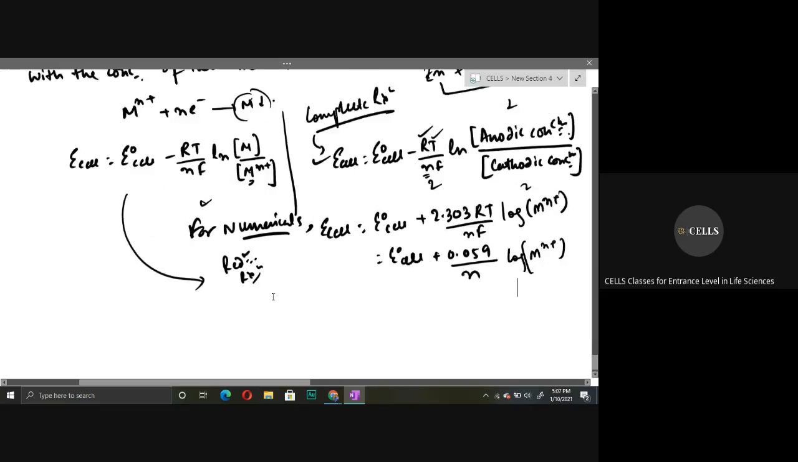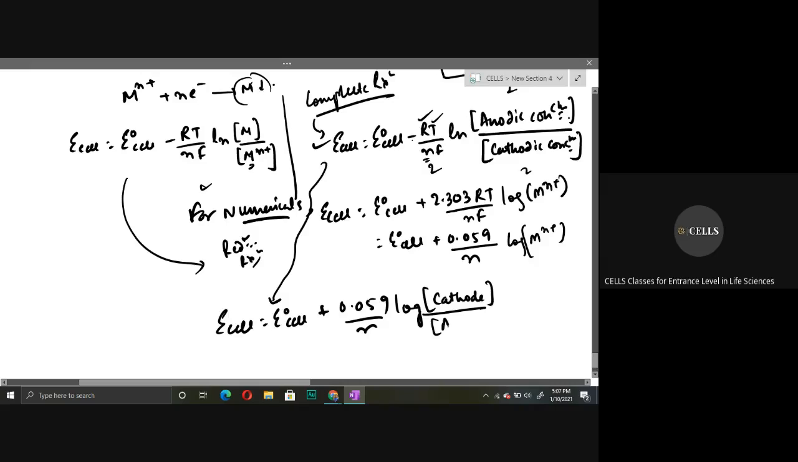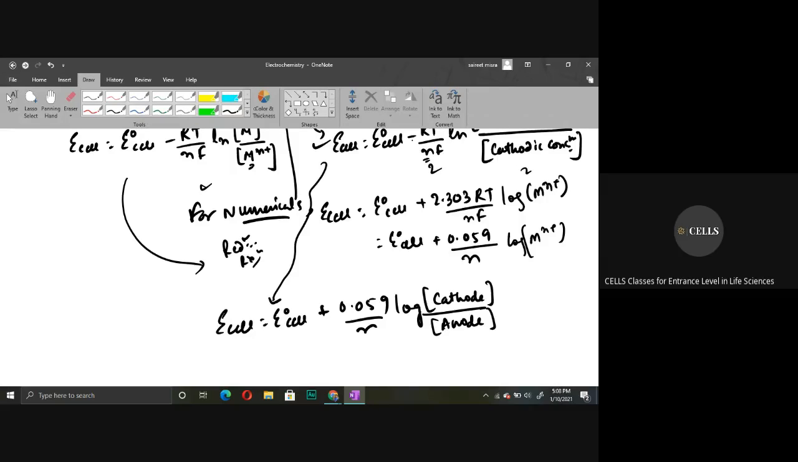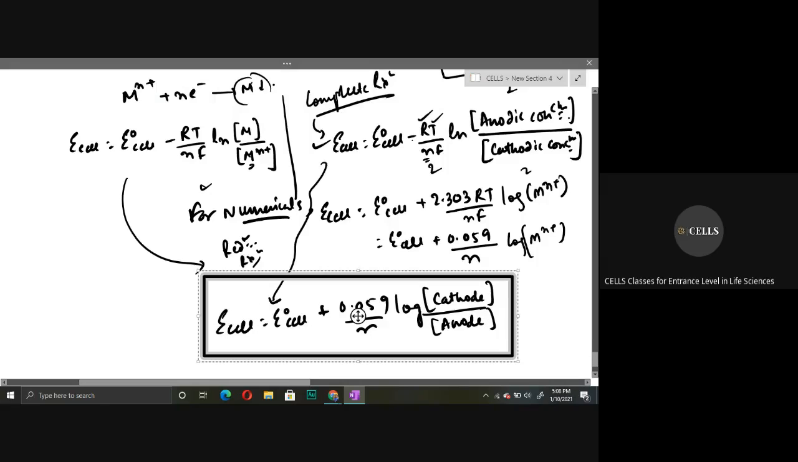And if you want an equation for the complete reaction, the simplified version will be E cell equals E0 cell plus 0.059 by n log of the cathode concentration by the anode concentration. We just reversed it because we changed minus to plus. If you don't have to consider the anode, just give 1 in the anodic portion, that will be enough. So just remember this equation. This is a really important equation.